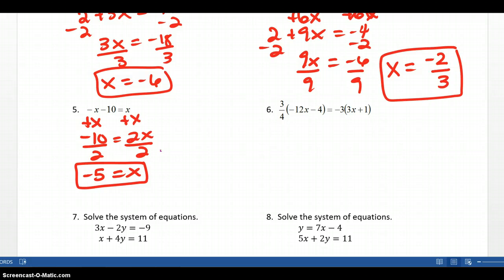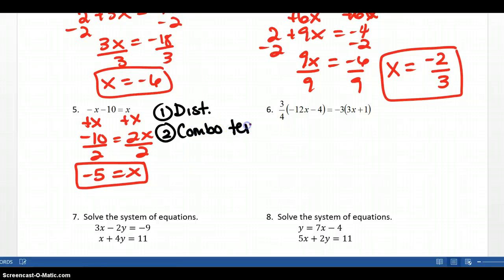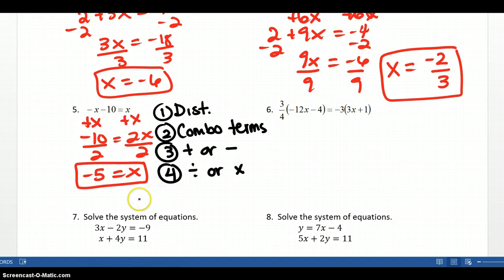Number 6, we have multiple steps. So let's go over the steps to solving an equation. So first we distribute. Second, we combine like terms. Third, we add or subtract. Fourth, we divide or multiply. Our goal is to get x by itself.